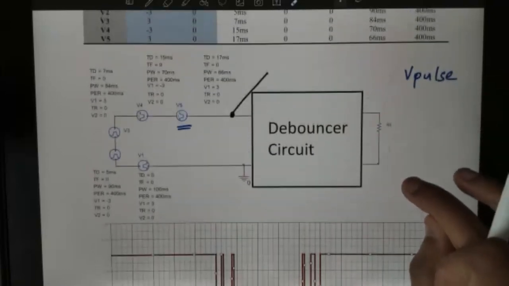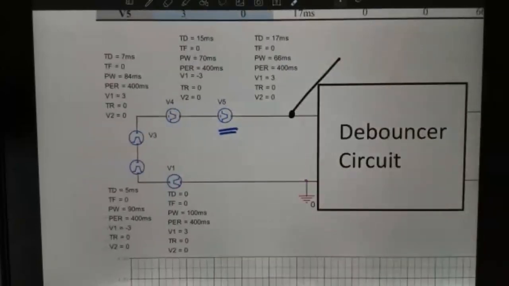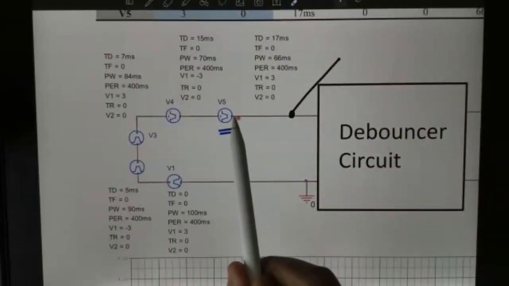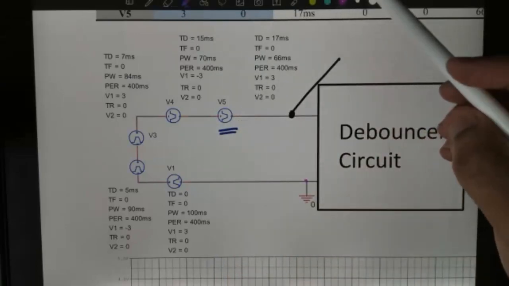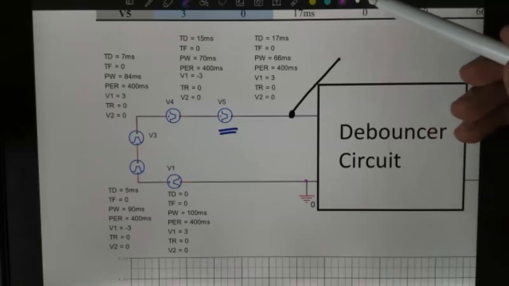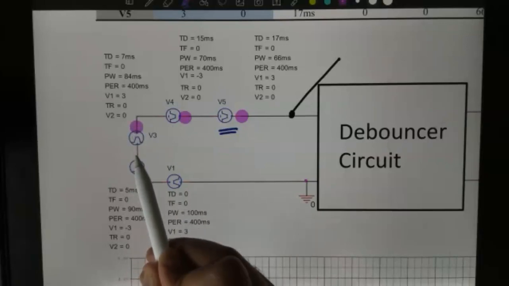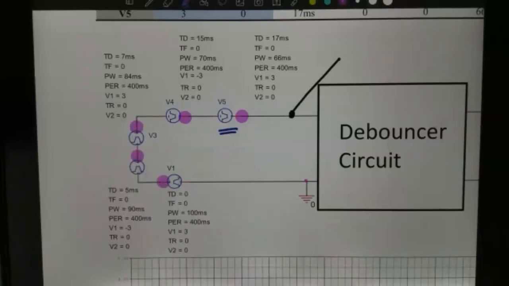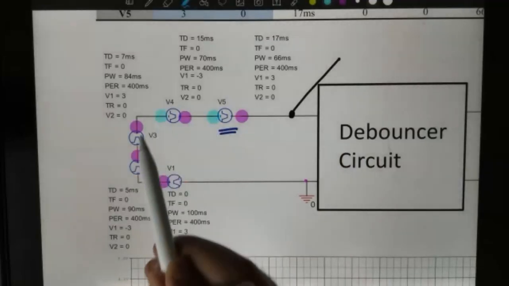And that way we can simulate a bouncy switch. Another thing that several students get wrong is the polarity of the voltage source. And you can see, I'm going to actually mark the polarity over here. Let's say I use pink for positive. So I've got positive here, positive here, positive here, positive here, and positive here. And the negative terminal of the voltage source, I'm going to highlight in blue.